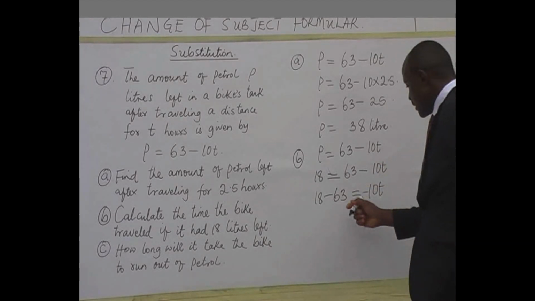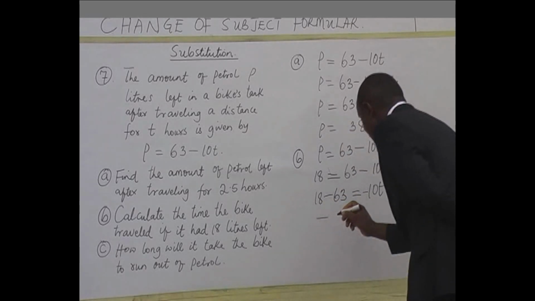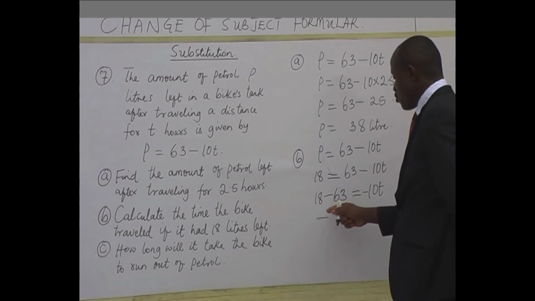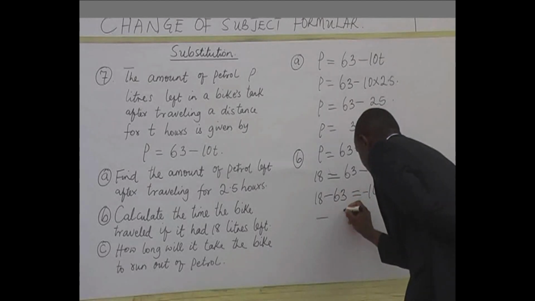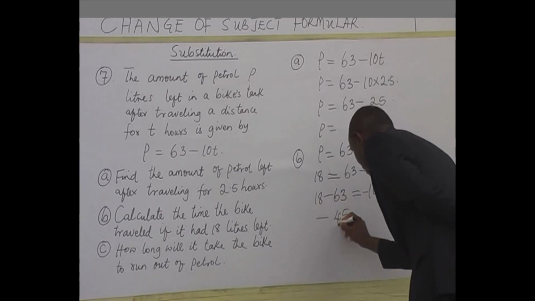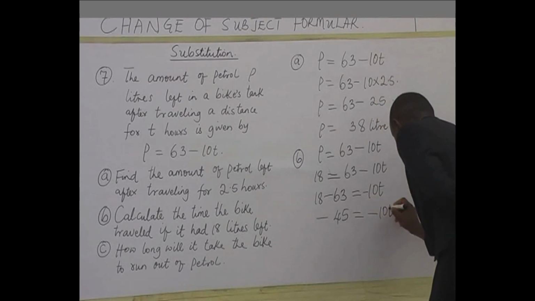If you subtract 63 from 18, it is just minus what you will get by subtracting 18 from 63. I want to subtract 18 from 63. The only thing is that whatever we have will be minus. Remove 1 and put here, you have 13. If you remove 8 from 13, 5 will remain. This will remain 5. 5 minus 1 will give you 4. So we have minus 45 is equal to minus 10T.